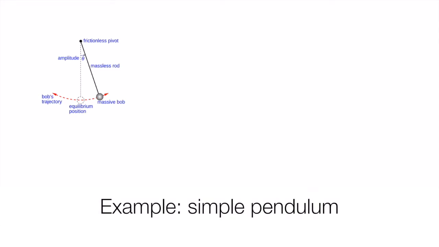Let's analyze the simple pendulum using the action physics or Euler-Lagrange approach. First thing we have to do is choose a coordinate system. Now, the simplest thing to do might be to choose a two-dimensional Cartesian coordinate system, maybe centered on the pivot.